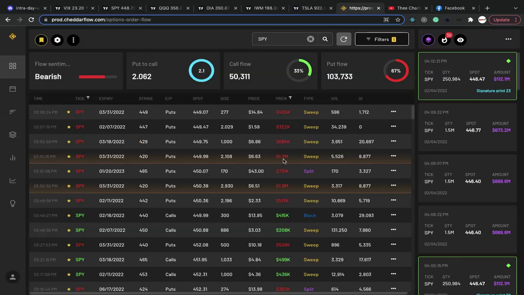Yeah, there's 1.3 million right here, 420 strike. 1.9, 420 strike. Millions of dollars right there, but March 31st. So this one got time. So there's a lot of bets to the downside. Majority bet to the downside of what the big money is doing.